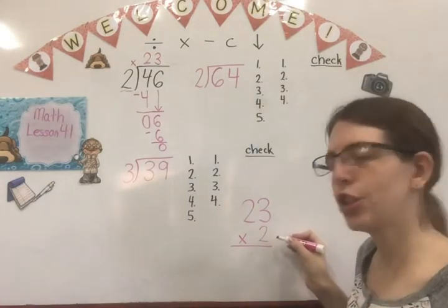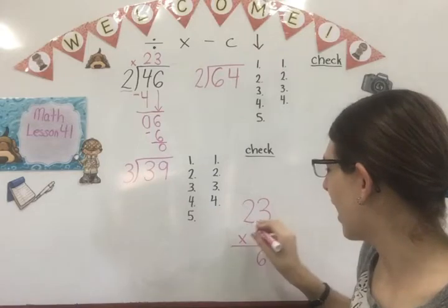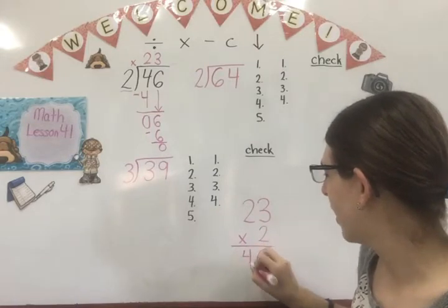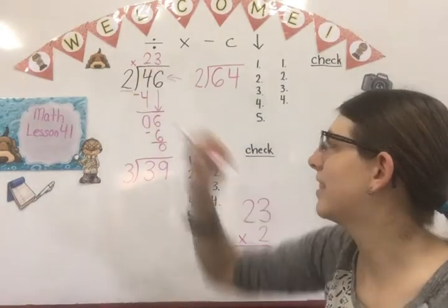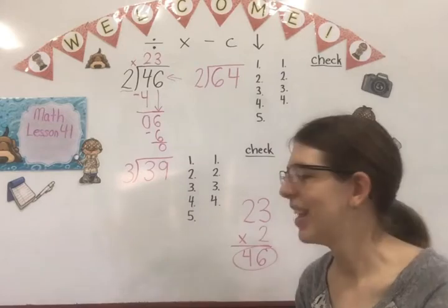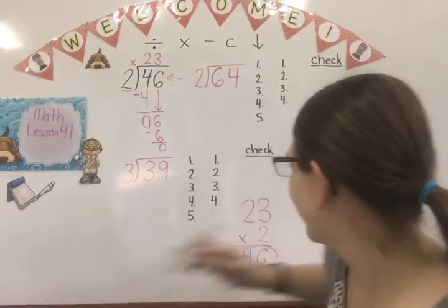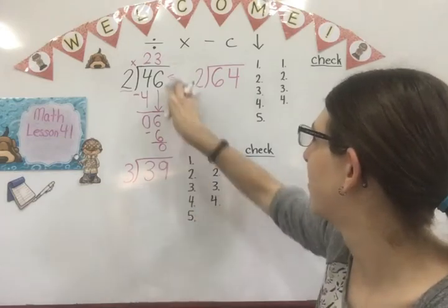23 times 2. 2 times 3 is 6. 2 times 2 is 4. If this answer matches what's inside my division house, I did it correctly. So we know this is the right answer.